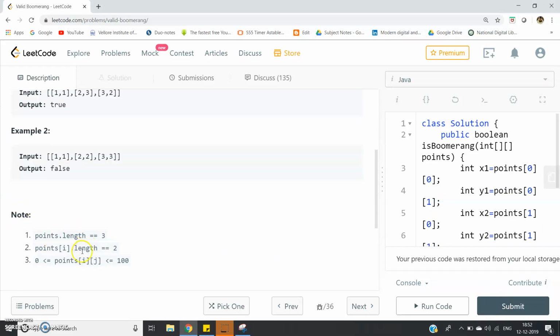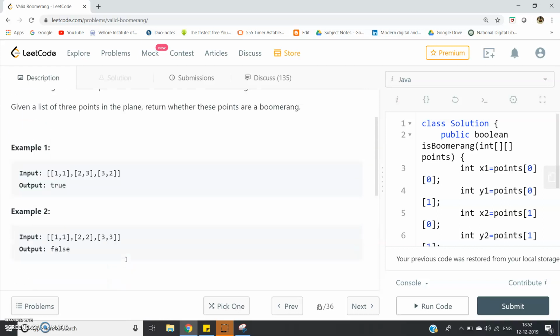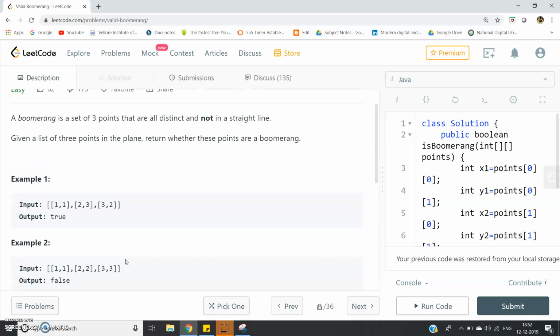And note, some constraints are given. points.length is always equal to 3, points[i].length is always equal to 2, and 0 less than or equal to points[i][j] less than or equal to 100. So what is the algorithm you can apply for solving this particular problem in O(n)? Or here, as the size of the input is always constant, rather I can say in O(1) time complexity. How can we solve this particular problem?